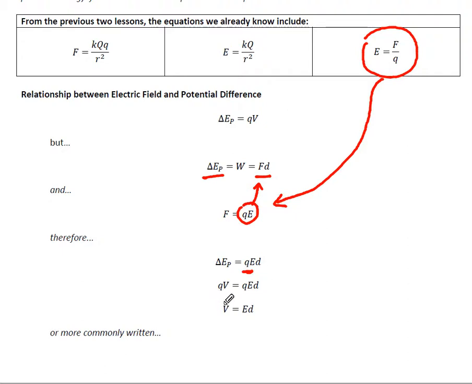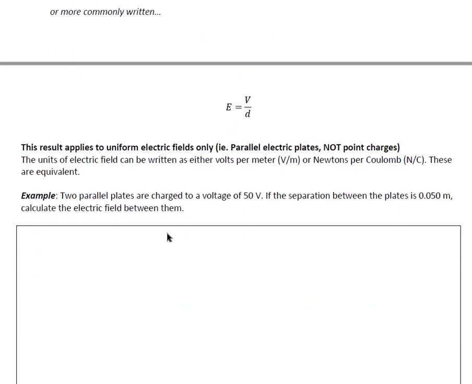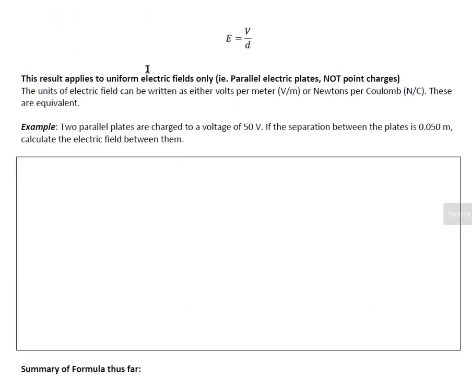So if we just keep rearranging this equation, we get QV. Just doing another substitution right there, change in energy is QV, which is equal to QED. Charges cancel out, we're left with V is equal to ED. And this equation is more commonly written as E is equal to V divided by D. So this is for a uniform electric field. So this is only usable in the uniform or the capacitor scenario.